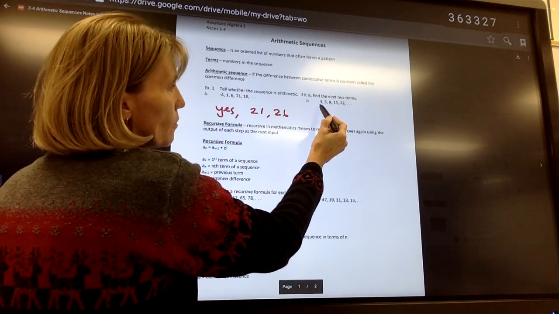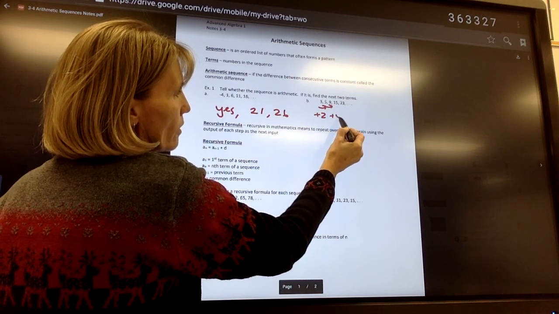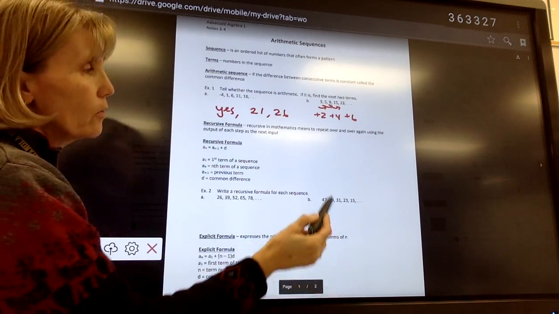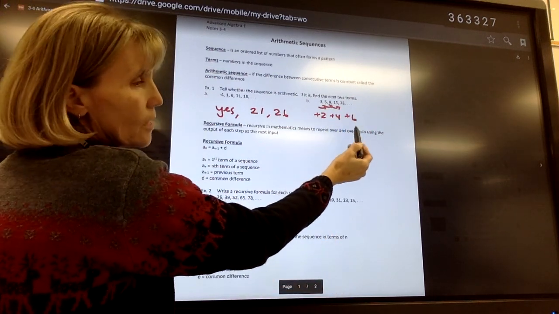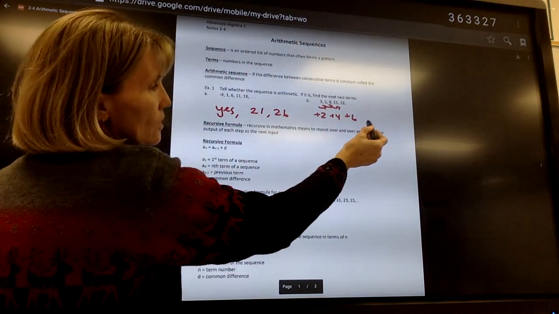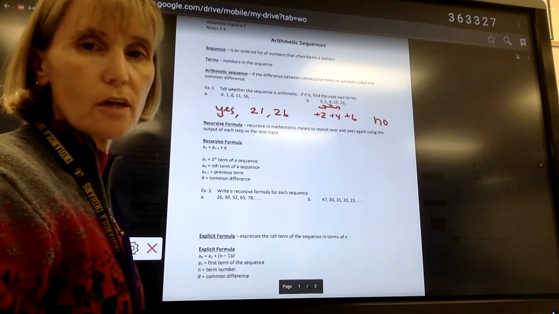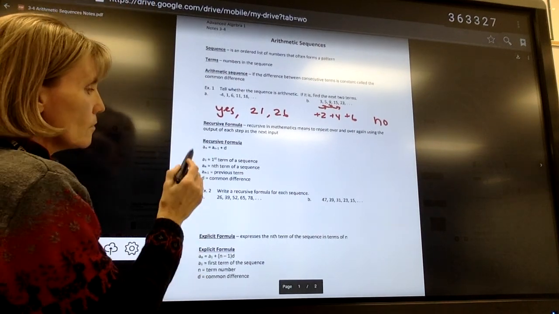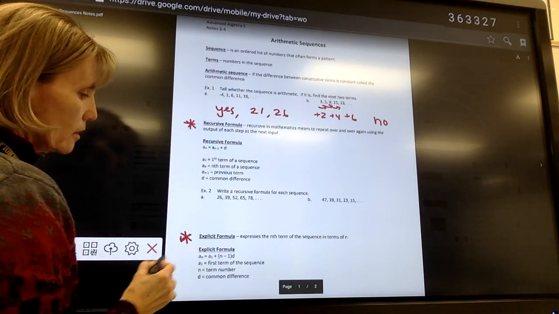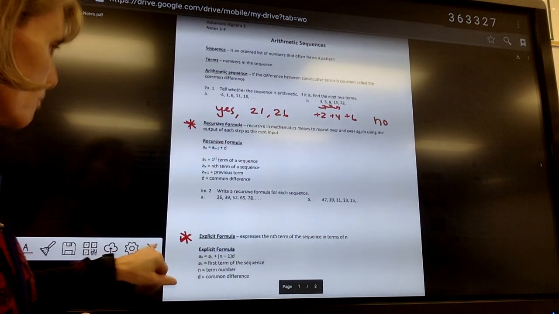When I look at example B, I'm increasing by 2, then I'm increasing by 4, then I'm increasing by 6. So we see a pattern, but we don't have a common difference. It's not the same number each time that we're increasing by or decreasing by. So this is not an arithmetic sequence. It's still a sequence of numbers, it's just not an arithmetic sequence. Okay, we're going to look at two things. We're going to look at the recursive formula and we're going to look at the explicit formula. Okay, and you're going to need to know both of those.